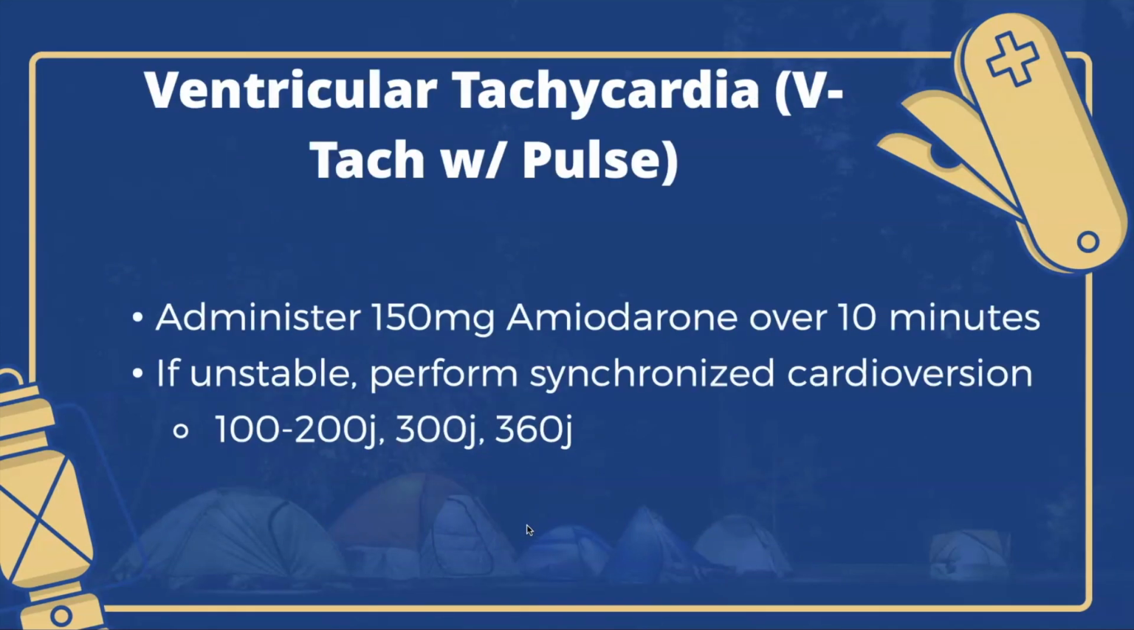For VTAC with a pulse, that's what's different. VTAC with a pulse, we're giving 150 milligrams of amiodarone. Remember, the max of amiodarone was 450. We administer 150 milligrams of amiodarone over 10 minutes. If unstable, perform synchronized cardioversion. If you do not perform synchronized cardioversion, you could kill them. If the electrical shock lands on the wrong time, boom, you just killed them.